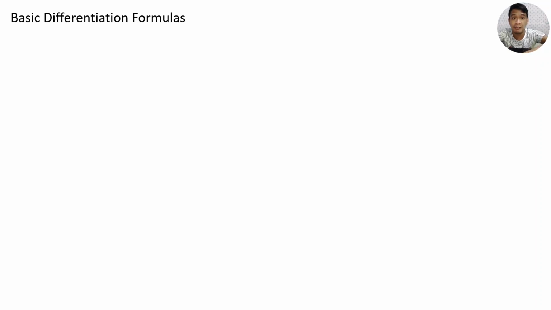Alright, in this video, we will talk about the basic differentiation formulas. So this has been derived using the definition of derivatives that we have discussed last time. So let's start with the derivative of a constant. So the derivative of a constant is equal to 0.